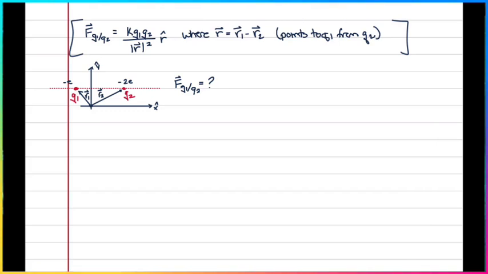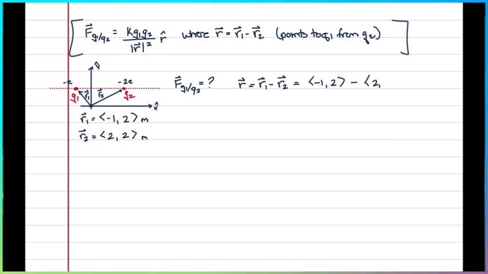Well, I know K, I know Q1, I know Q2. So then it looks like R, which is going to be, by what I wrote above, R1 minus R2. And let's actually give some numbers. Let's say that R1, in this case, looks like it goes back a little bit, so we'll say it goes back negative 1 and then up 2, in meters. And then R2 looks like it goes over 2 and up 2 in meters. So then they are located along the same y value, which makes sense the way I drew it. So in this case, I have negative 1, 2, minus 2, 2.